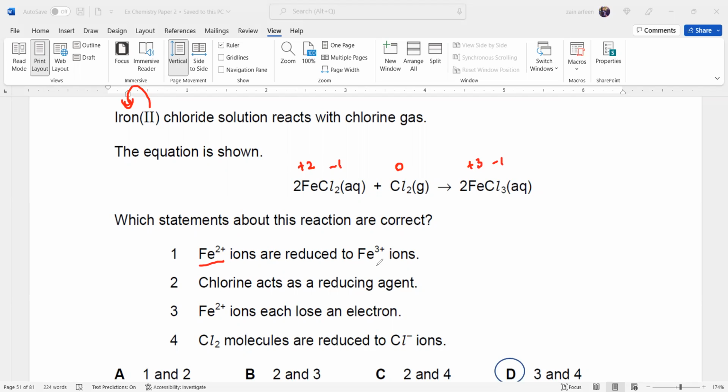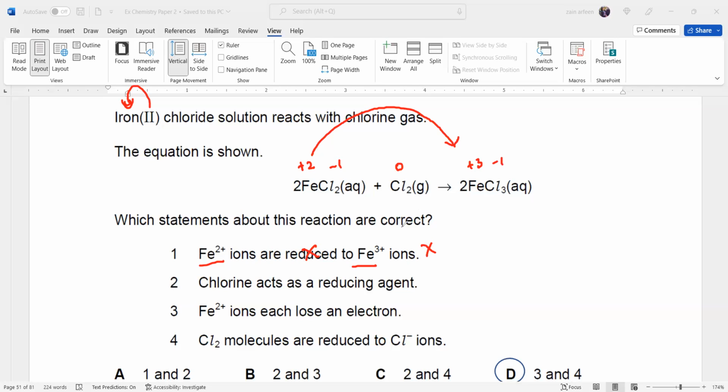Iron 2 ions are reduced to iron 3 ions, that's wrong. It's not reduced, it's actually oxidized. Because if plus 2 becomes plus 3, there is an increase in oxidation number or charge, which is a loss of electrons, so it's oxidation, not reduction. So any answer with 1 is wrong. So that's why A cannot be an answer.